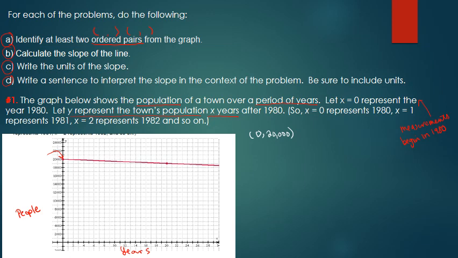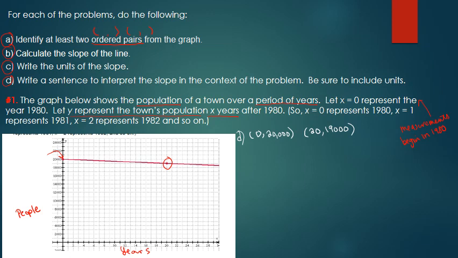All right. So now I'm going to look for a second point. Well, I see I have another point here that's fairly nice because it looks to be on whole numbers. So here I've moved over to x of 20. So I have 20, comma, and then how far up are we? We are at 19,000. Okay, so those are basically the answers to part A. Those are the at least 2 ordered pairs from the graph.